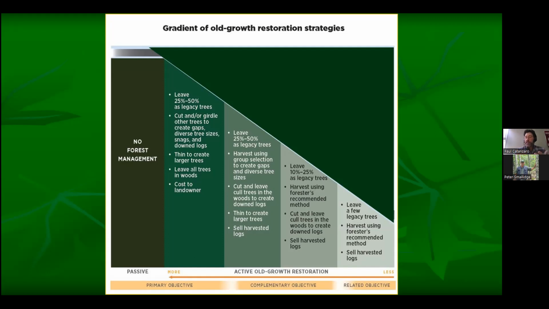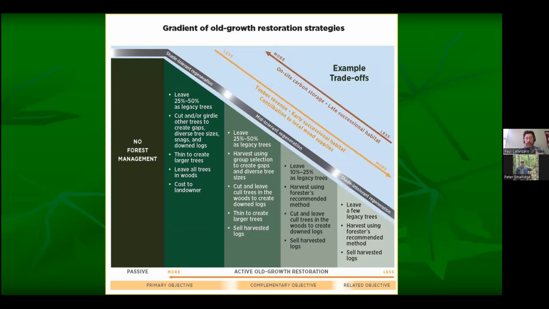So I would suggest, even just leaving a few legacy trees per acre and implementing the forester-recommended silviculture, you can still help, at a landscape level, recruit these characteristics across the landscape. So I would encourage you to think of this as a gradient, that you can do what you normally do with some additions, or you can go whole hog and really go after it if it's a primary objective, and lots in between.